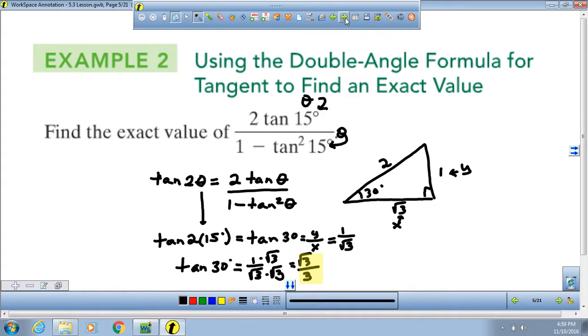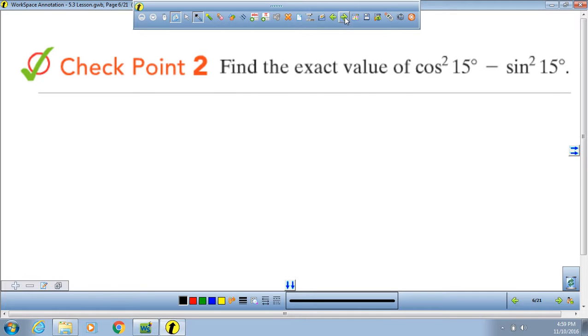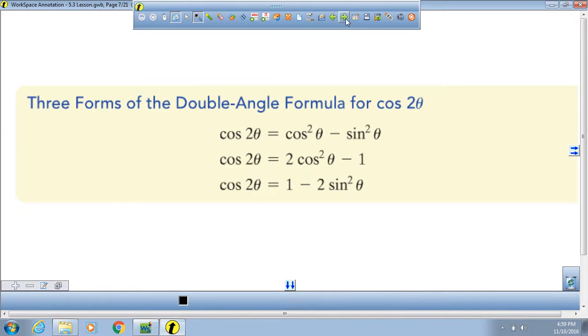Next thing that we're going to work on, I'm going to show you some other extensions of the formula for the double angle for cosine. If you recall, the general formula that I gave you for the double angle of cosine was cosine of 2 theta equals cosine squared theta minus sine squared theta. Now we can do some modifications of this formula, and so that you understand what these modifications are, I'm going to show them to you here.